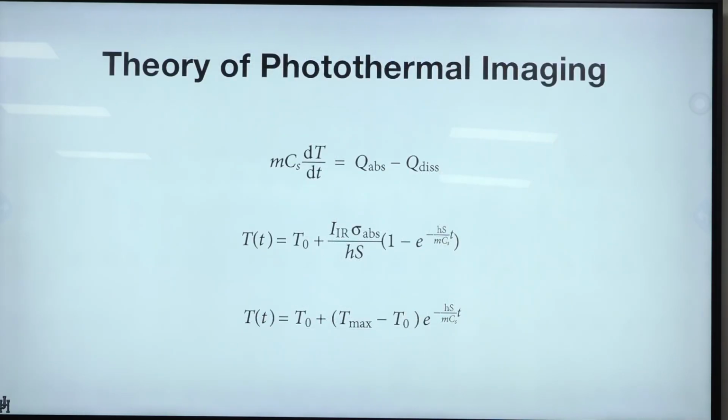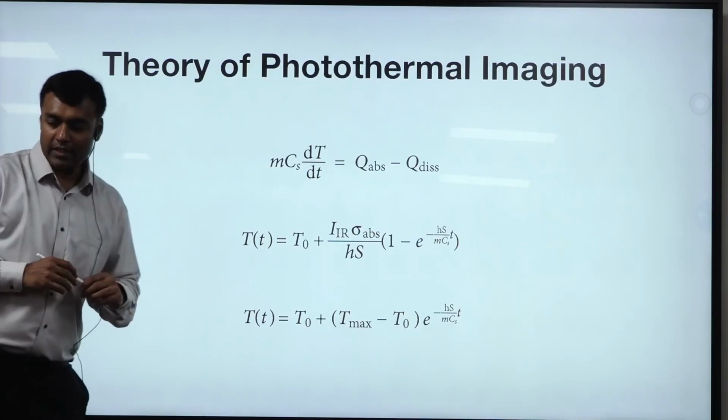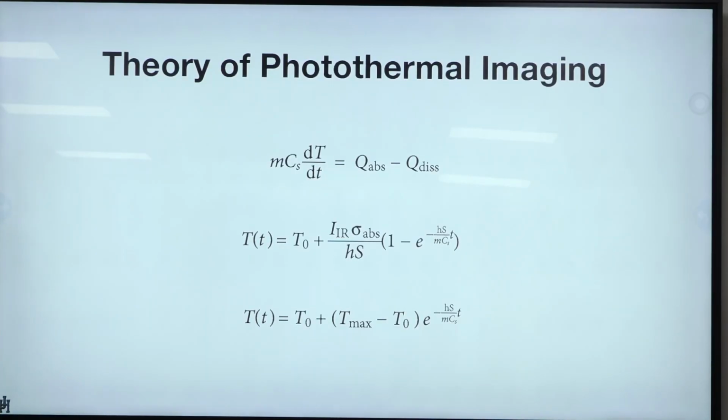So to give you some idea of how to quantify this, I said a little bit more, a little bit less. Those are qualitative things, right? But there are precise, mathematically quantitative ways of saying it as well. What this is saying is that the amount of energy absorbed minus the amount of energy dissipated is proportional to the mass, the heat capacity, and the temperature change as a function of time.